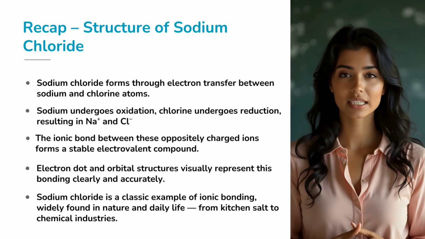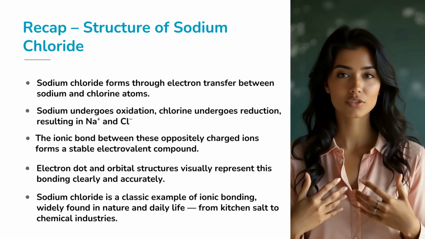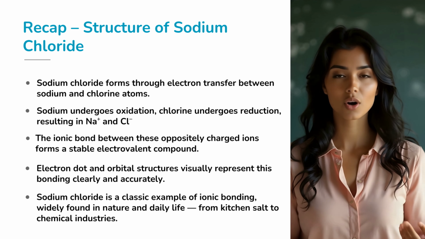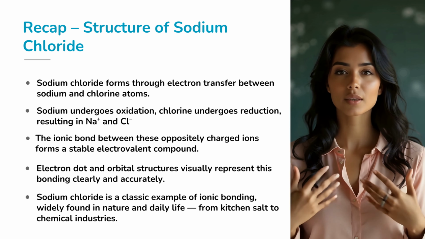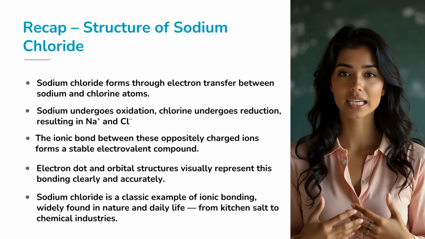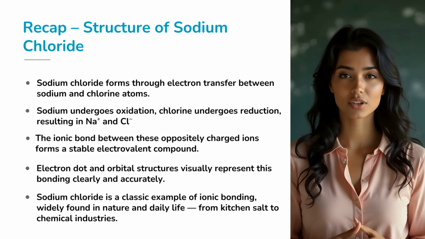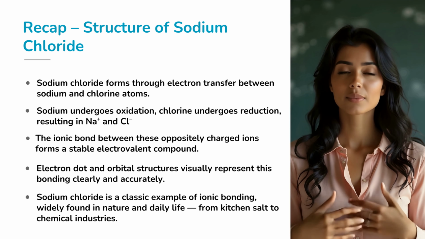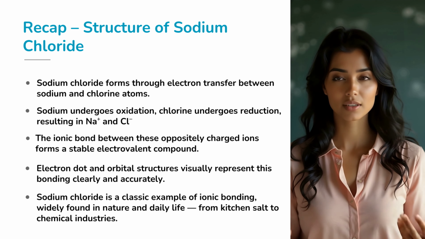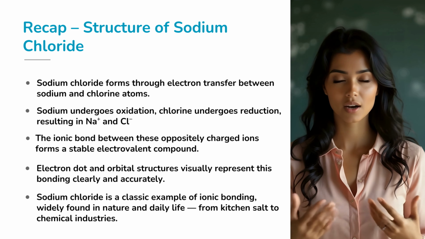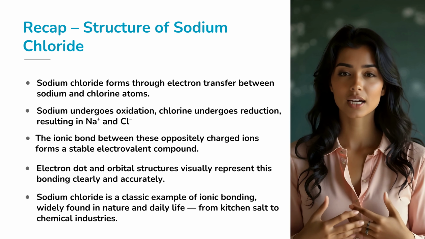Let's wrap up our journey into the bonding of sodium chloride. Sodium with an electron configuration of 2, 8, 1 undergoes oxidation and becomes a sodium ion with configuration 2, 8. Chlorine with a configuration of 2, 8, 7 undergoes reduction to become a chloride ion with configuration 2, 8, 8. The sodium ion, spoken as Na+, and the chloride ion, spoken as Cl-, are attracted to each other by strong electrostatic forces, forming an ionic bond.